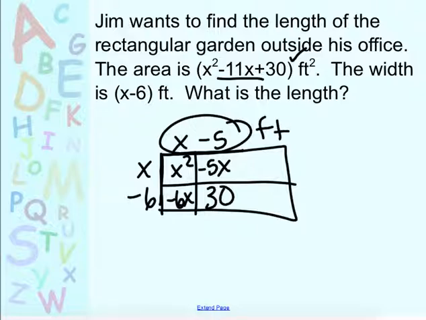So dividing polynomials, lots of different ways to do it. Think first about factoring those polynomials. Next, you can either use long division if that works for you, or you can use the box method and work backwards from that area that you have in order to find the length and the width of that amount.